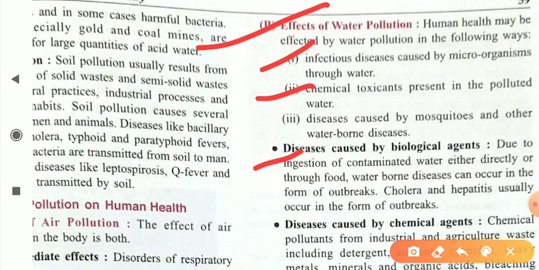Okay, dear students, next is diseases caused by mosquitoes and other waterborne diseases. As you all know, mosquitoes take birth mostly in water areas, and mosquitoes lay eggs only in water. So that's why this type of disease is caused by water. So it's always advisable by the government or by organizations that you have to take care of the water in your nearby area.